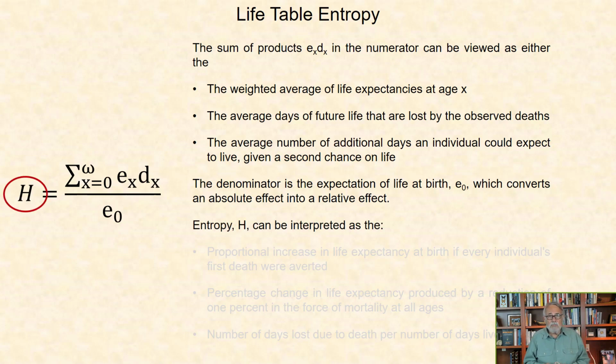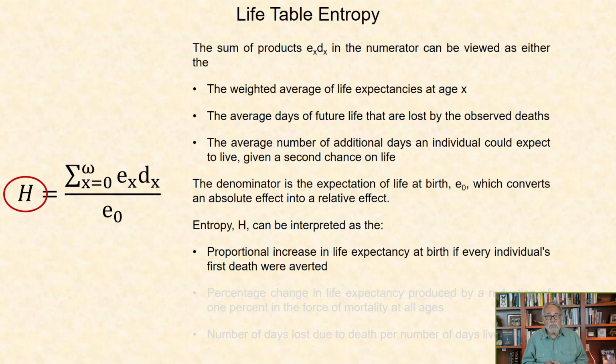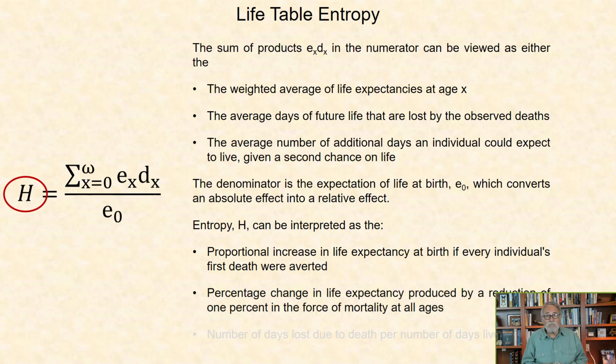Entropy H can be interpreted as either the proportional increase in life expectancy at birth if every individual's first death were averted, the percent change in life expectancy produced by a reduction of 1% in the force of mortality at all ages, or thirdly, the number of days lost due to death per number of days lived.